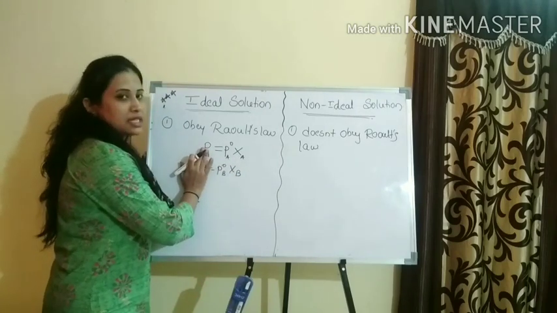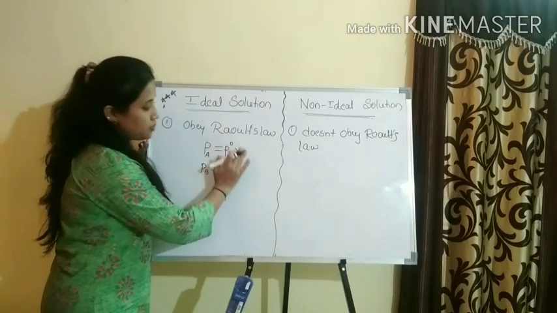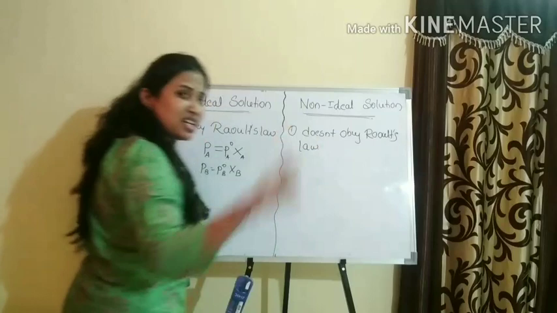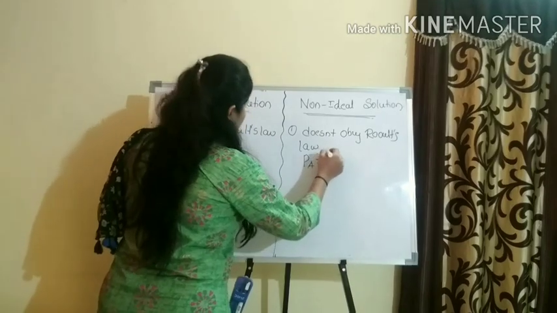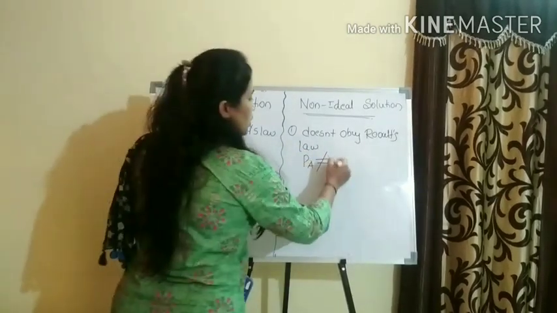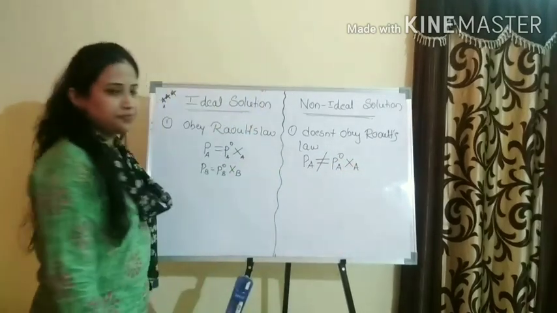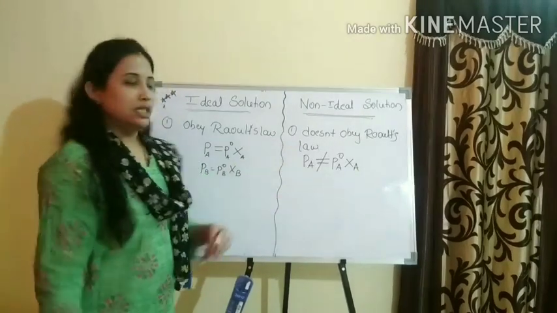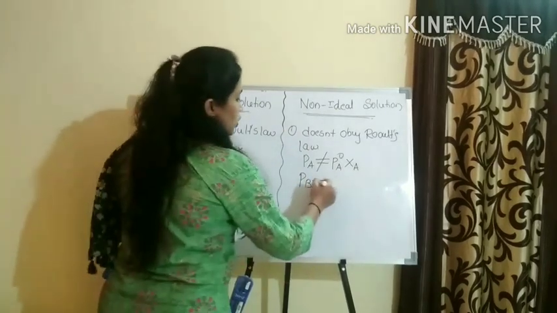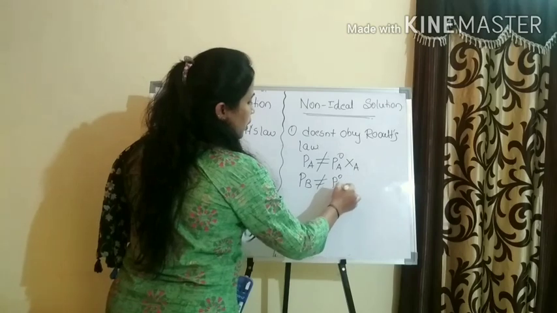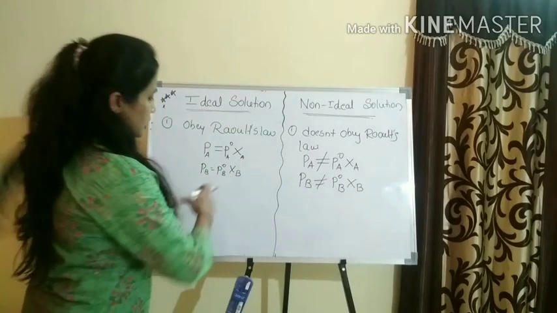The vapor pressure generated is directly proportional to the product of the vapor pressure of the pure component and its mole fraction. Similarly, if it doesn't obey, the vapor pressure PA is not equal to P naught A into XA, and PB is not equal to P naught B into XB. Does not obey and it obeys.